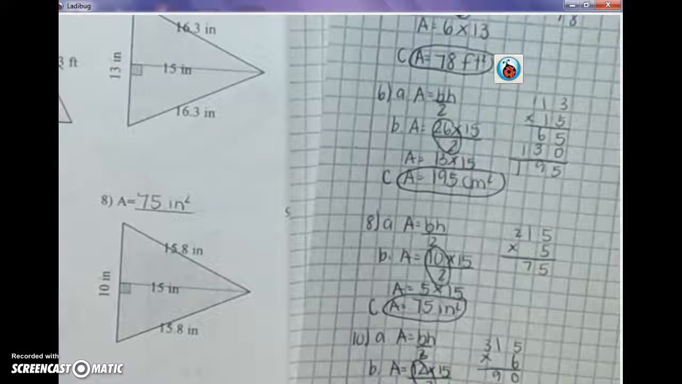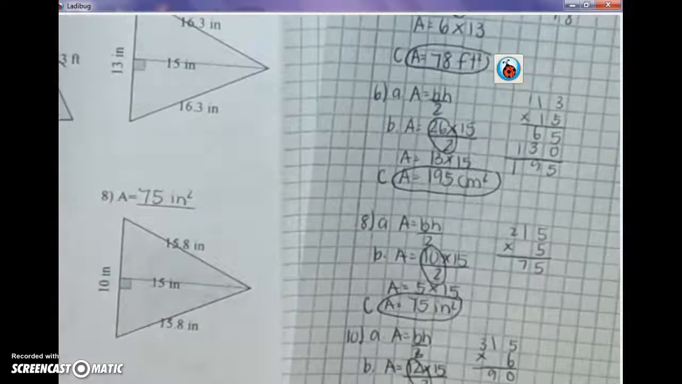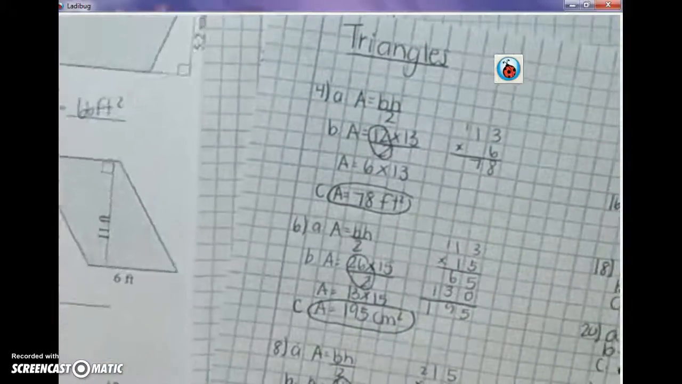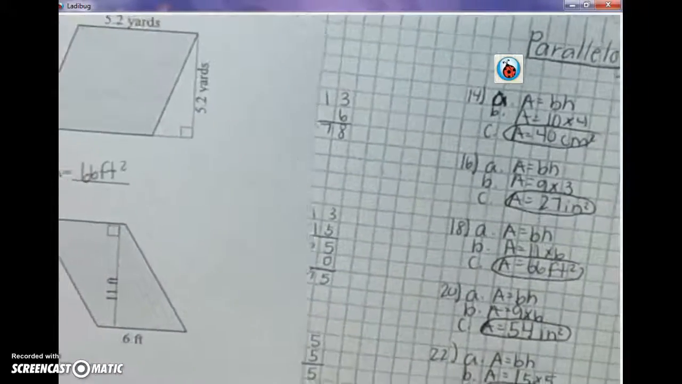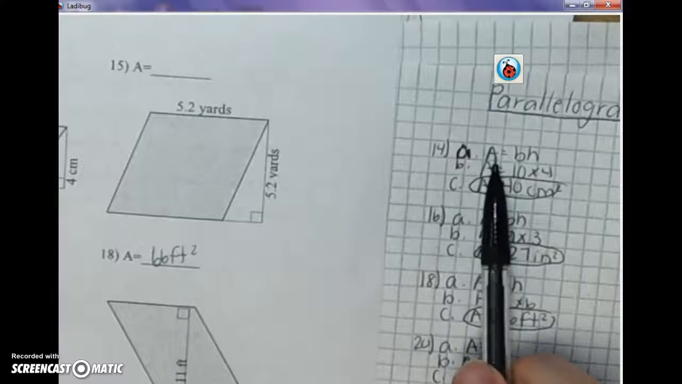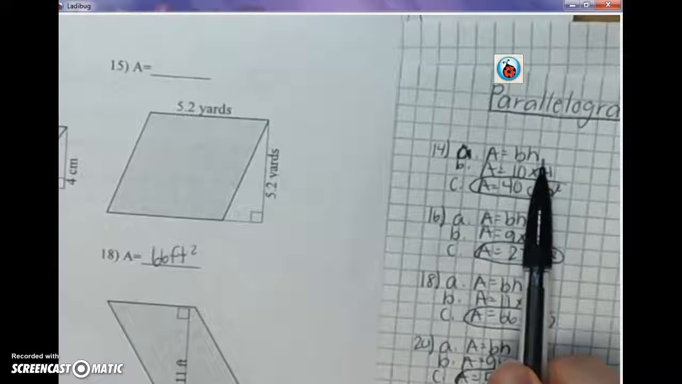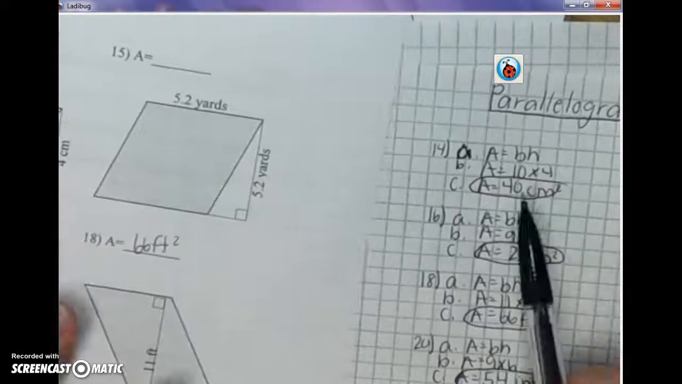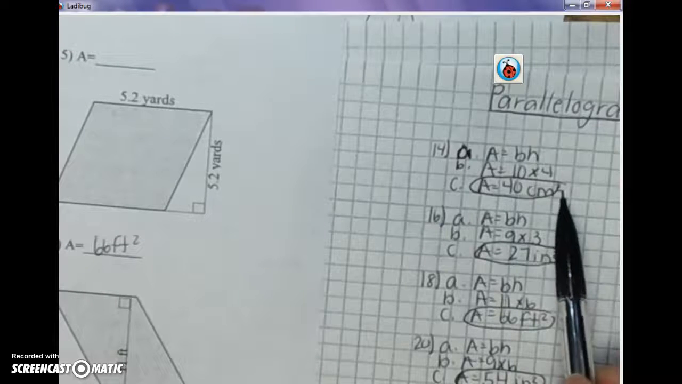Now we're flipping to the back side of your paper, and we're starting with 14. We are going to have a different formula on this one because these are parallelograms. So my first step is area equals base times height. So on number 14, that's 10 times 4. 10 times 4 is 40 centimeters squared.